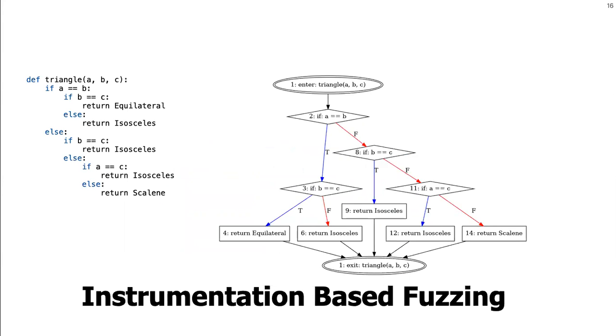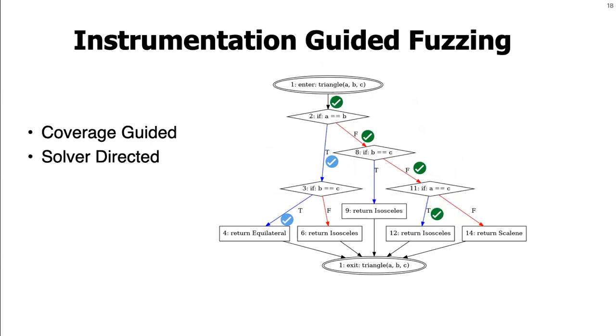And here is how instrumentation guided fuzzing works. We start with some seed input which traverses a path through the program, and this path is captured by the instrumentation. Then we use the instrumentation to guide our input generation for a new input that traverses a different path. And there are two main variants of instrumentation guided fuzzing. The first is coverage guided fuzzing and the other one is constraint solver directed fuzzing.